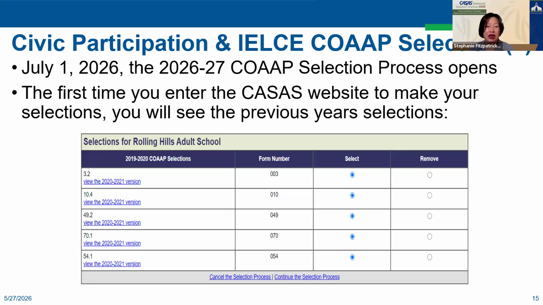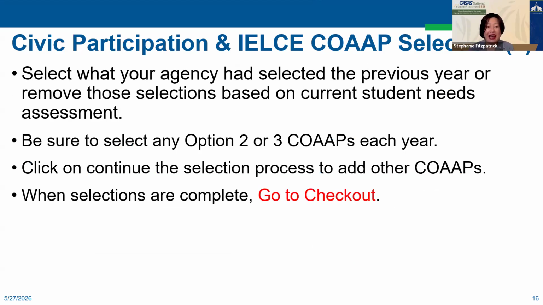All right, so civic participation in IELCE co-op selection. So July 1st, 2026, the next program year co-op selection process opens. And so the first time you enter the CASAS website to make your selections, you will see the previous year's selection. Okay, so it'll automatically show up. And you can select what your agency had selected the previous year, or you can remove those selections based on your current student needs assessment.